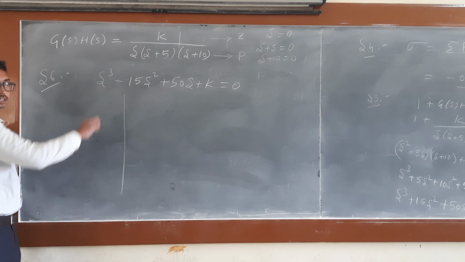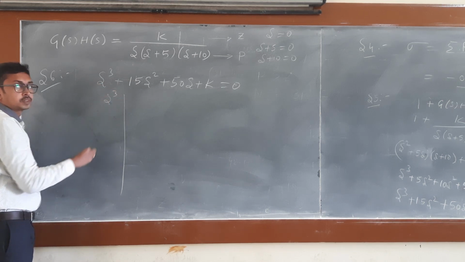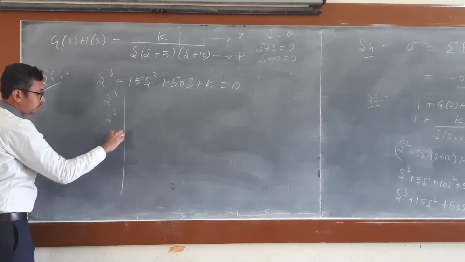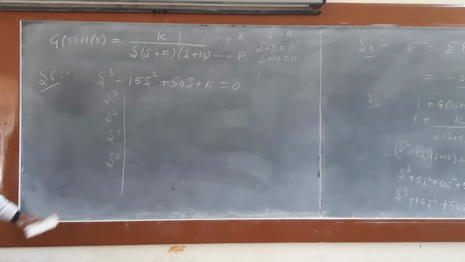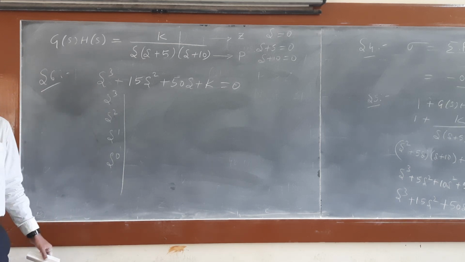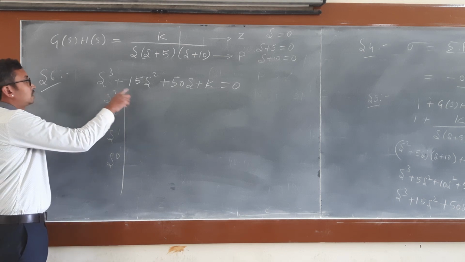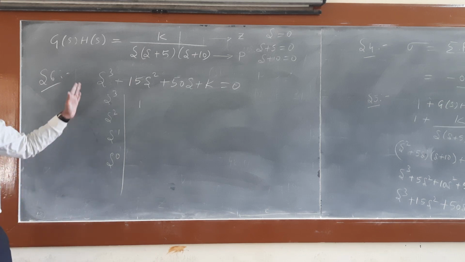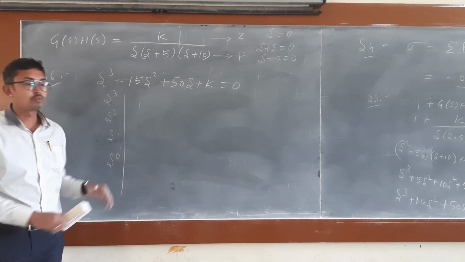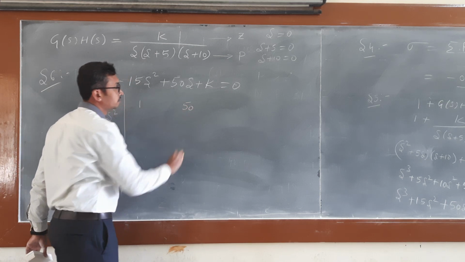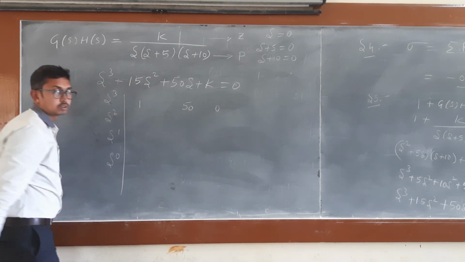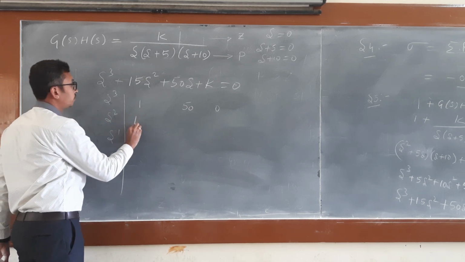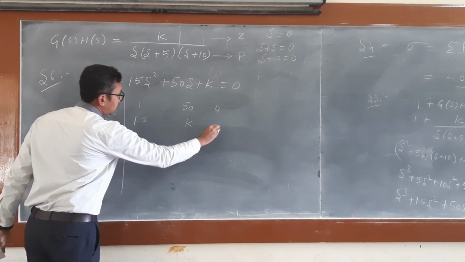What is the highest order? s to the power of 3. Therefore, how many rows of the array do we need to create? s to the power of 2, s to the power of 1, and s to the power of 0. So we need to create 4 rows of the array. What is the coefficient of s to the power of 3? 1. Then we write the alternate coefficient, that of s to the power of 1, which is 50. Next will be 0. Next, the coefficient of s to the power of 2: 15, k, and 0.